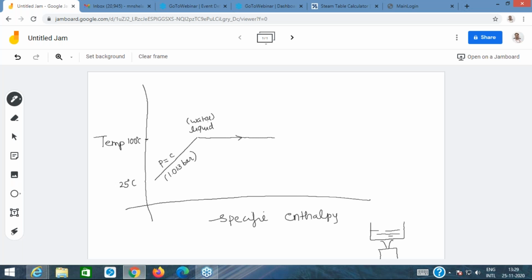And what is this process? Let us say suppose this is A, this is B, and this is C. So what is process B to C? Just answer me. What is the process A to B? Sorry. First, what is the process A to B? Shubham? A to B. Gargi, A to B process. Sensible heating.